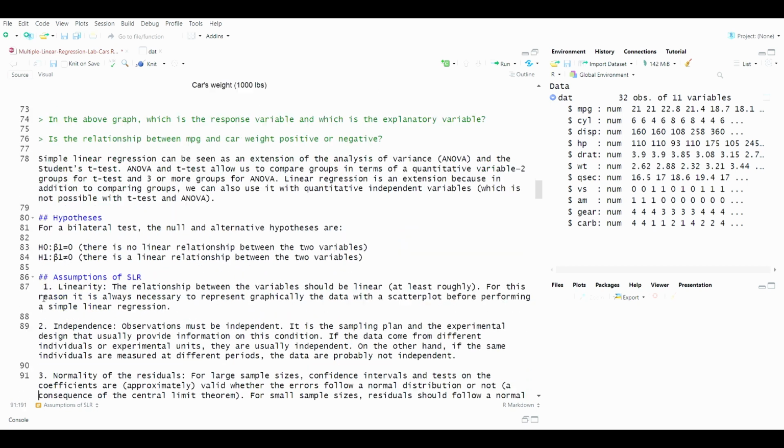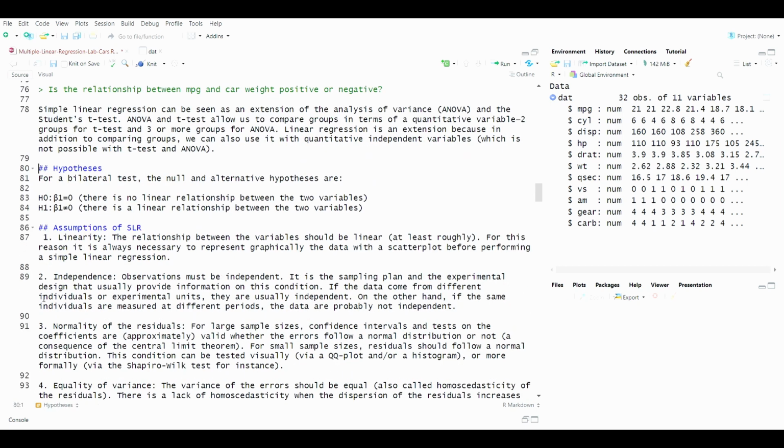Hypotheses. For a bilateral test, the null and alternative hypotheses are: the null is that beta 1 is equal to 0, or the slope of the x variable is equal to 0. That is another way of saying there is no linear relationship between the two variables. The alternative hypothesis is that beta 1 is not equal to 0, or that there is a linear relationship between the two variables.